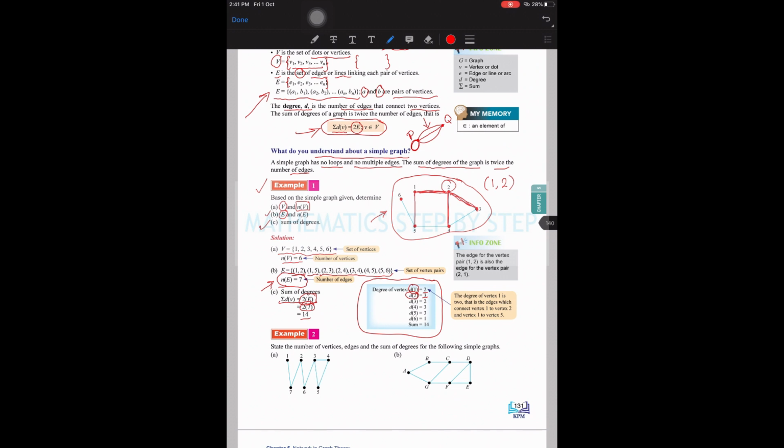So now, let's look at this info zone. The edge for the vertex pair 1, 2 is also the edge for the vertex pair 2, 1, okay? Because we can see that this graph is a simple graph and there's no direction, okay? There's no arrow on these edges. So for this line, we can write either 1, 2 or 2, 1, okay? They are representing the same edge. So now let's go through this example 2 together.